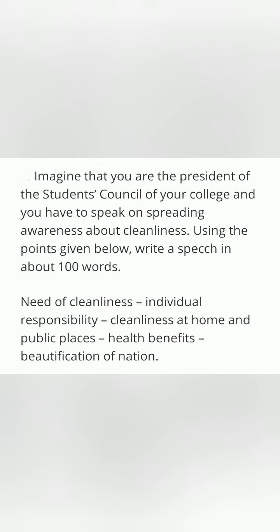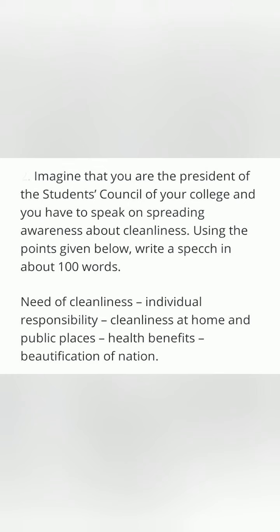So this is the first example. Imagine that you are the president of the students council in your college, and you have to speak on spreading awareness about cleanliness. Using the points given below, write a speech in about 100 or 120 words. These are the points you have to link and write the speech.